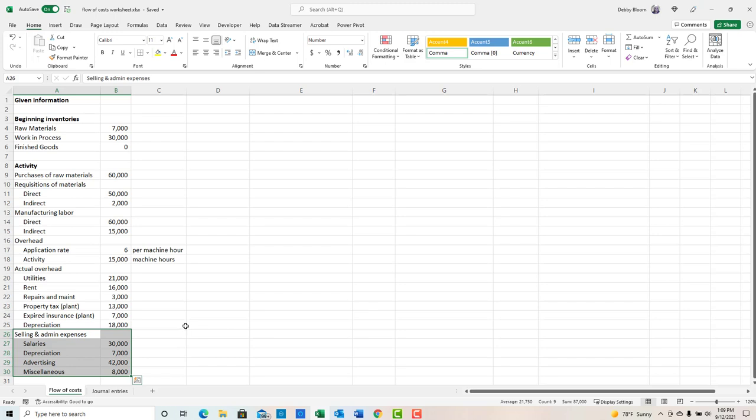So the first thing that I'm going to do is I'm going to use my three-door analogy to explain the flow of costs. Then we're going to use our formulas. Then we're going to use our schedule. We're going to prepare a schedule of cost of goods manufactured and then sold. And then finally, we can move on to the income statement and the journal entries. So first, let's understand the flow of costs.